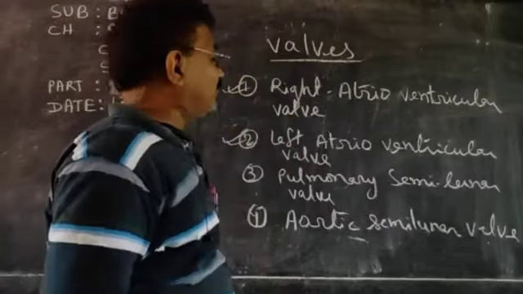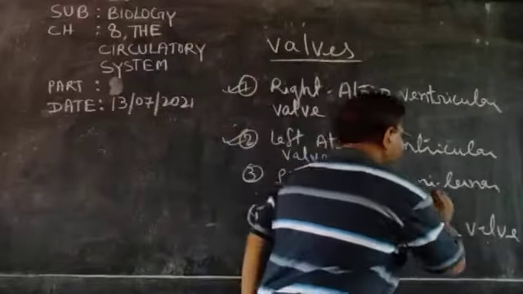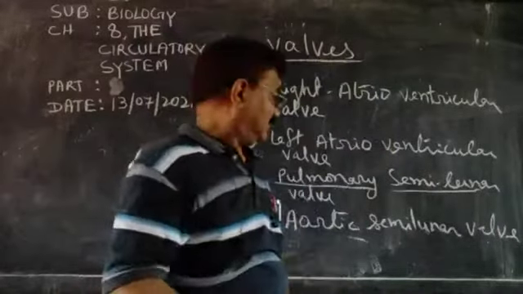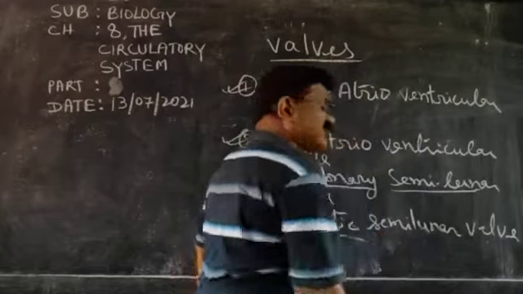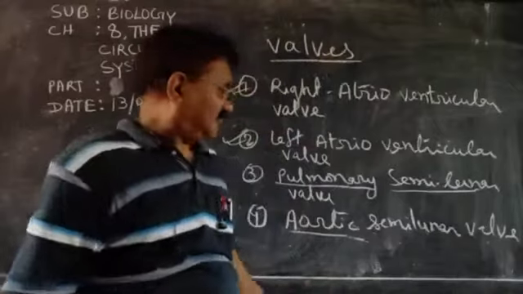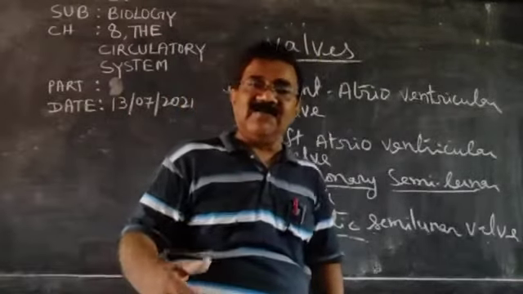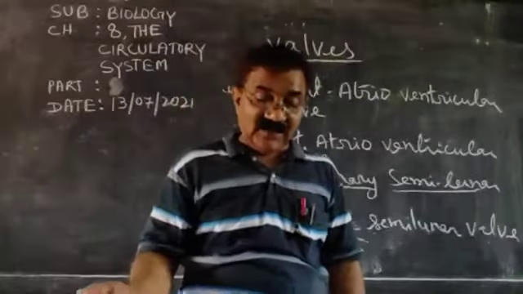Third one is pulmonary. Pulmonary means related to lungs. Semilunar. Lunar means moon, chand. Semilunar, half-moon valve. And aortic semilunar valve is also a half-moon valve. But aortic means the blood vessel which carries oxygenated blood from the heart to the body.